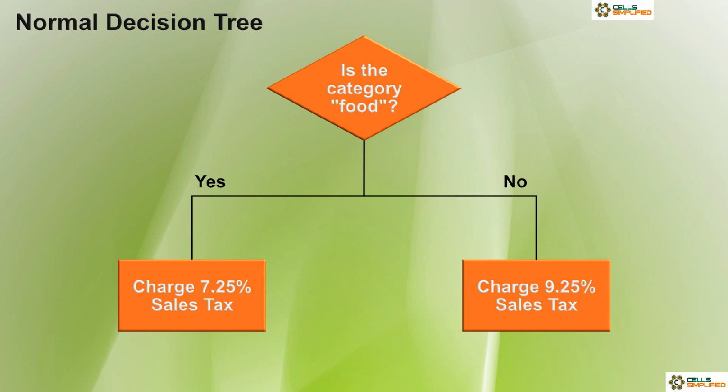And so we can see here a standard decision tree where we have a question that has a yes/no answer. The question is the category food? If the answer is yes, we're going to charge 7.25% sales tax. If the answer is no, we're going to charge 9.25% sales tax.